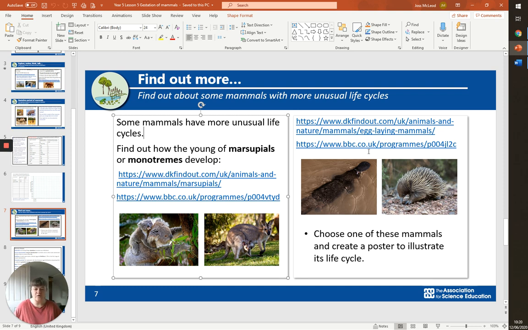So you're going to choose one of these animals, as long as it's a mammal with something unusual about it. I don't mind what it is, and you're going to do a little poster, maybe just an A4 sheet. It can be on Word, it can be a piece of paper, it can be whatever you like, and tell me a little bit about it.